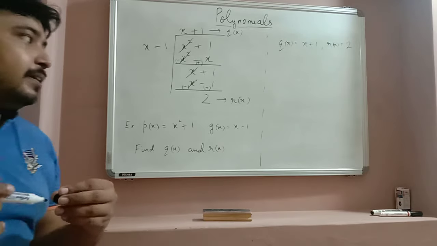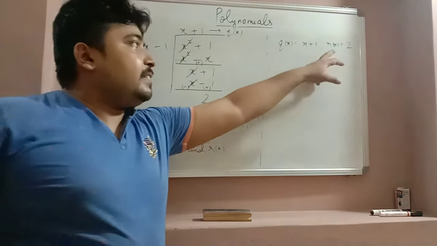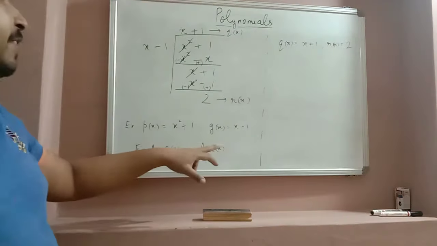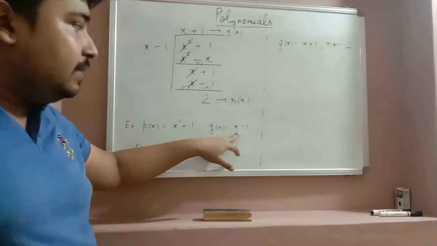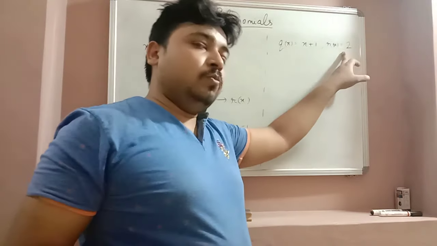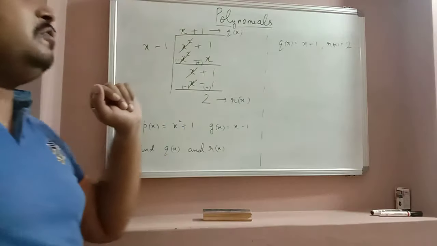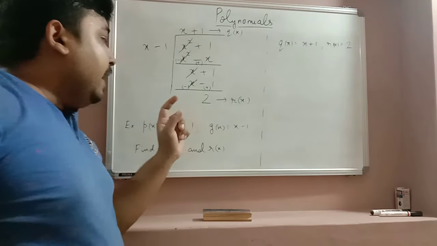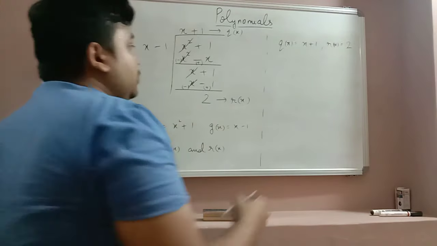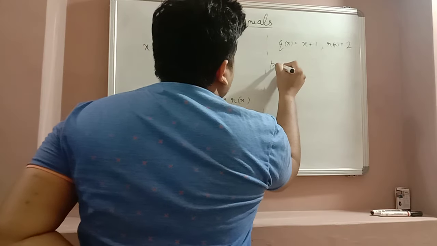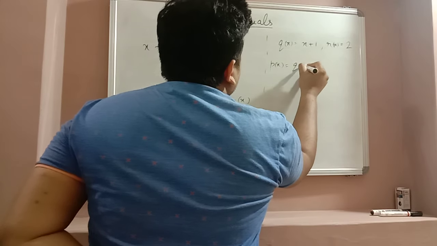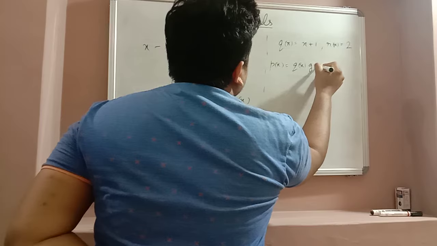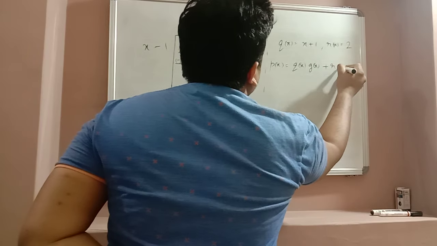Now as stated earlier, the degree of r of x is less than the degree of g of x. G of x degree is 1, r of x degree is 0. So that condition is satisfied. And also let us verify this expression, that is p of x must be equal to q of x into g of x plus r of x.